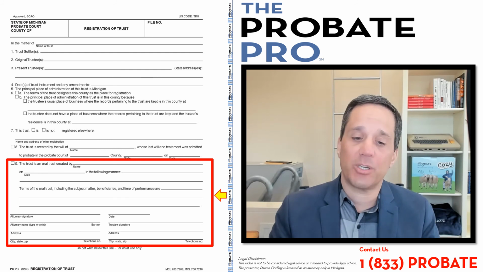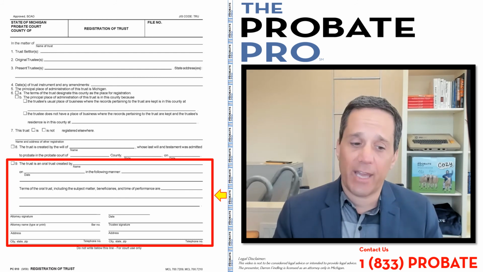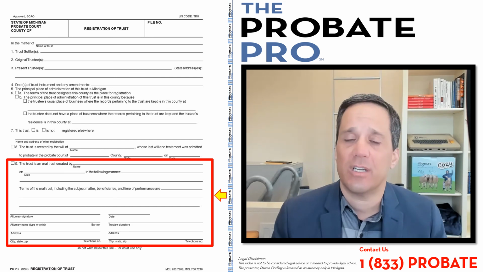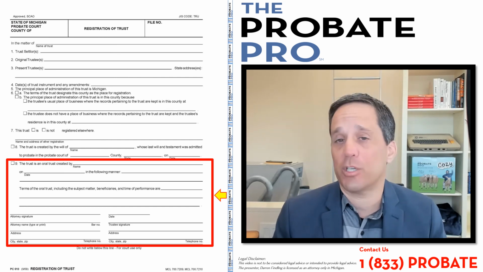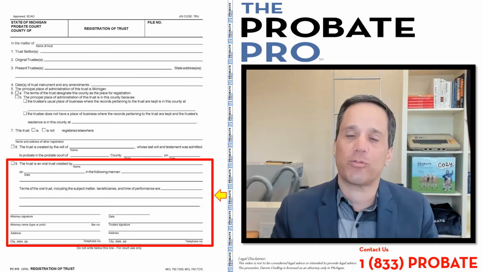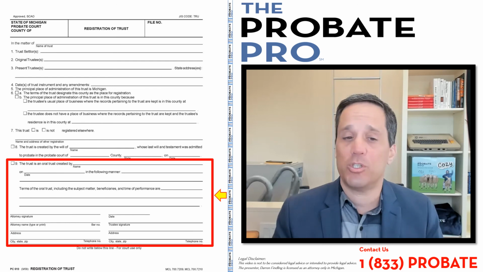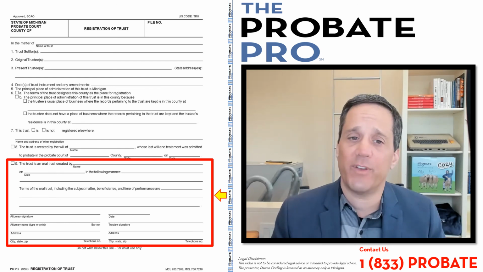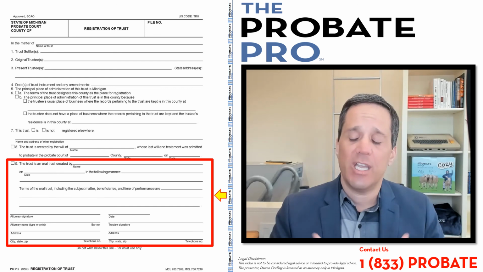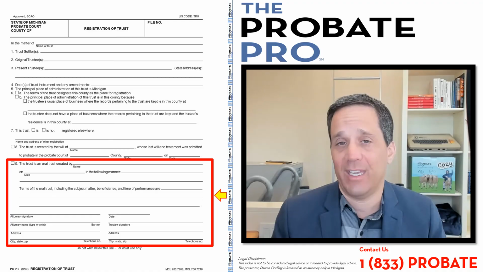The bottom section, pretty straightforward, a place for the trustee's signature and address, and the attorney's information if there's an attorney involved in this particular matter. So this is the registration of trust, pretty straightforward single document form. Typically, the relevant provisions or the entire trust would be attached to the registration of trust. It would be filed with the probate court with the requisite filing fee.